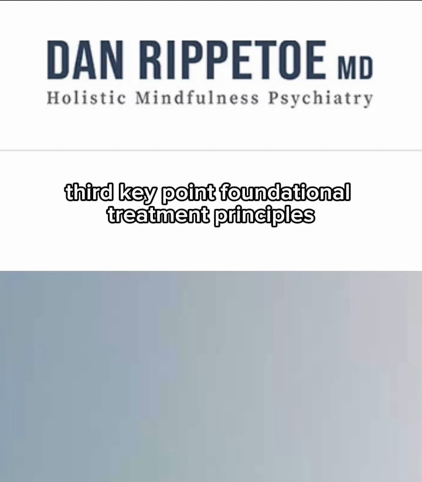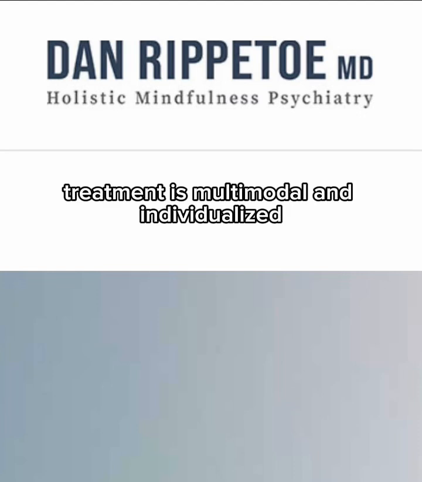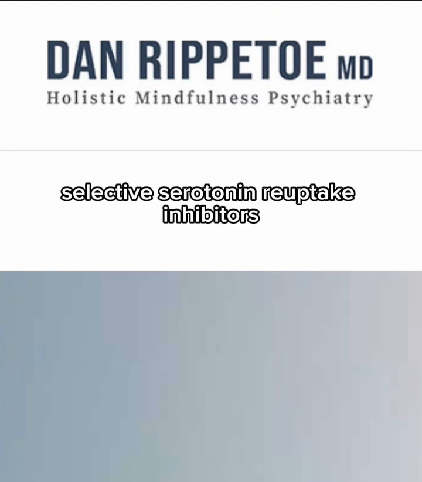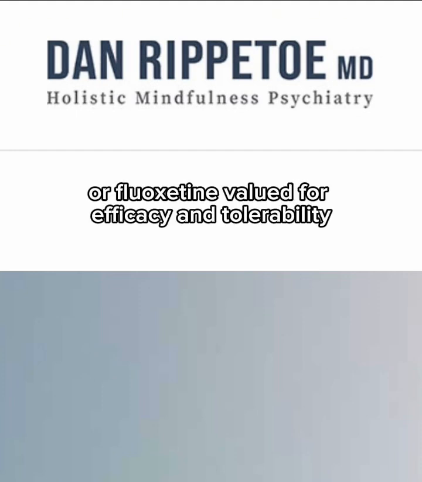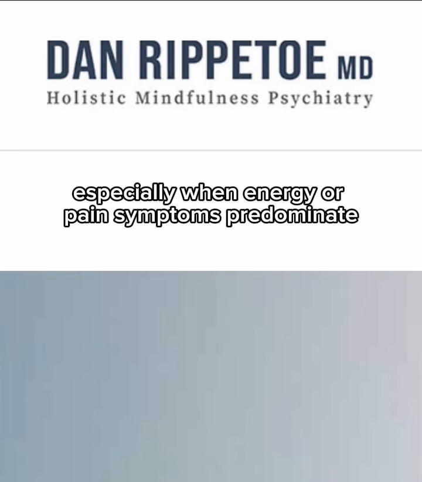Third key point, foundational treatment principles. Treatment is multimodal and individualized. First-line pharmacotherapy typically involves selective serotonin reuptake inhibitors, SSRIs, such as sertraline, escitalopram, or fluoxetine, valued for efficacy and tolerability. Serotonin norepinephrine reuptake inhibitors, SNRIs, like duloxetine or venlafaxine, are common alternatives, especially when energy or pain symptoms predominate.